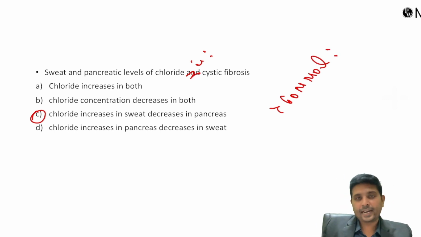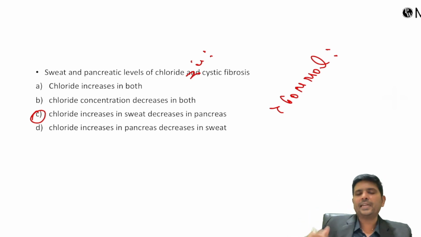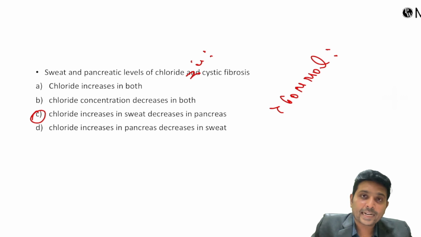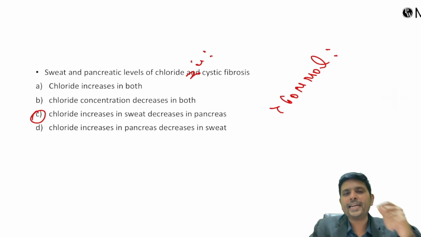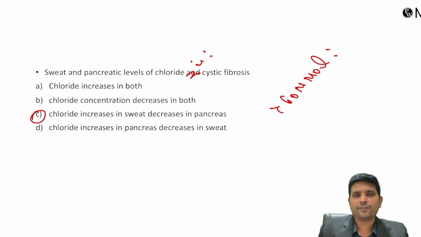whereas chloride cannot be excreted in any other exocrine ducts, whether it is a pancreatic duct, a gallbladder duct or a bile duct. Chloride cannot be excreted, as a result of which water cannot go into the lumen, and dehydration occurs, leading to intraductal plugging and secondary pressure atrophy of the pancreas, leading to pancreatic insufficiency. So chloride levels are increased in sweat and decreased in pancreas. That is the answer for this question.